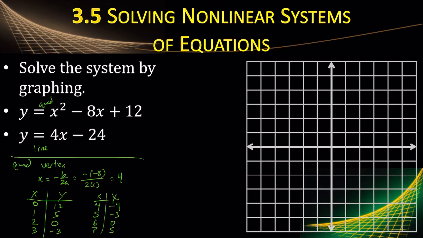Let's see if this fits on our graph. 12 doesn't, but 1 and 5 is right there. 2 and 0, 3 and negative 3, 4 and negative 4, 5 and negative 3, 6 and 0, and then 7 and 5 is off the screen. Okay, let's try to draw a nice parabola through those points.